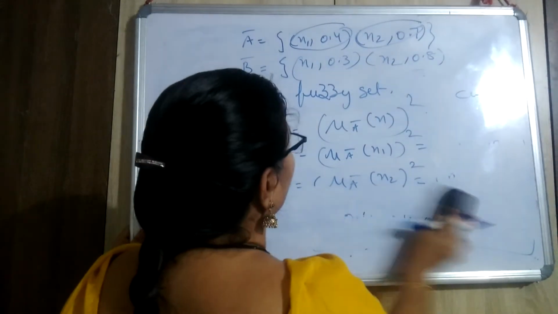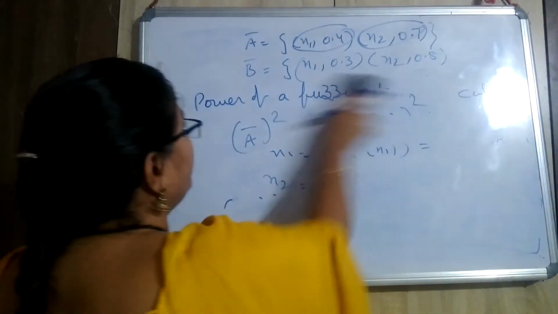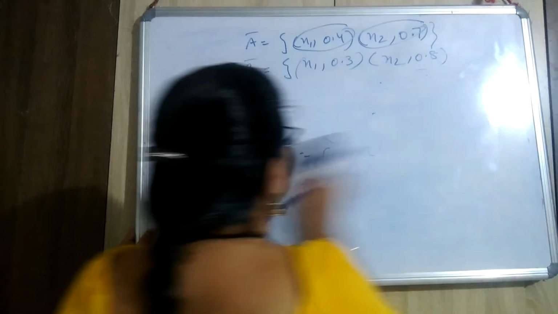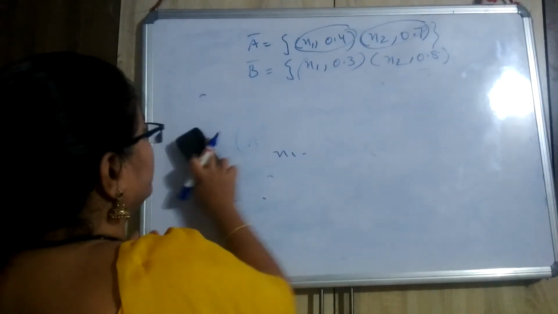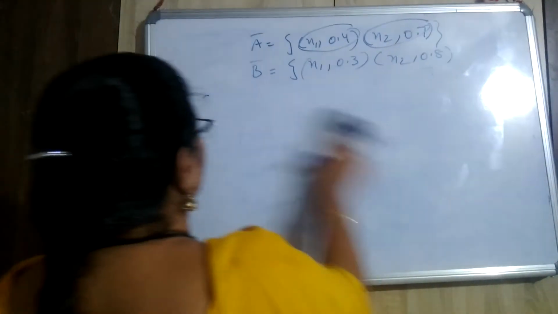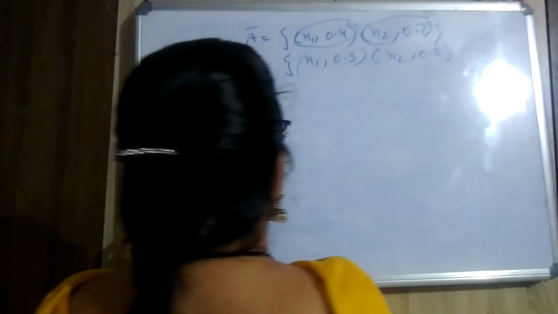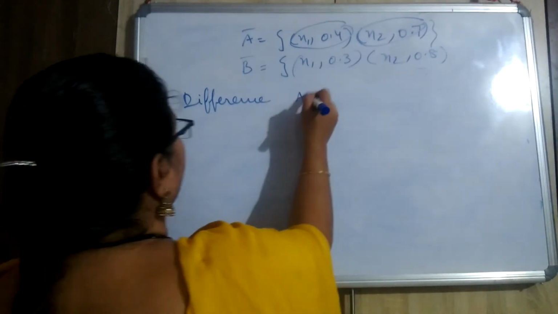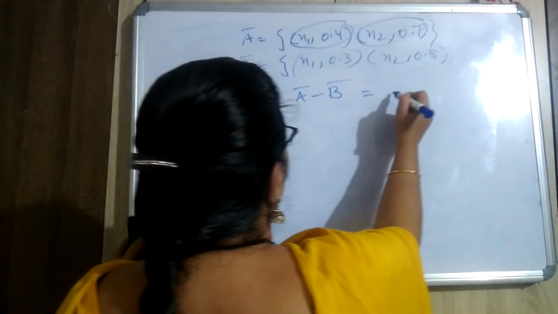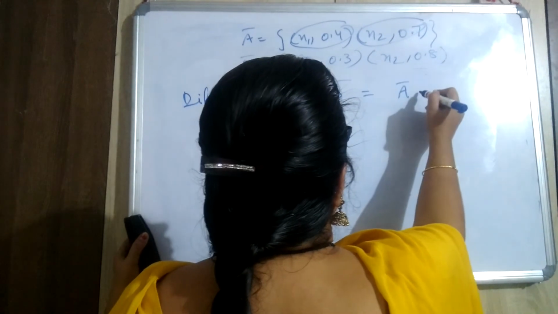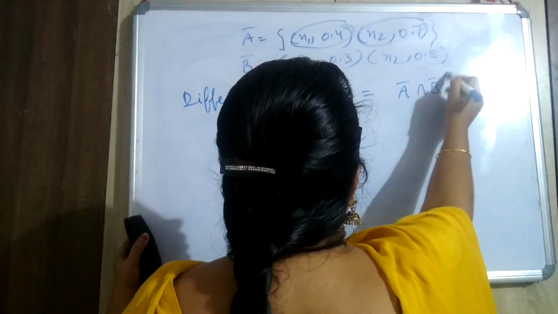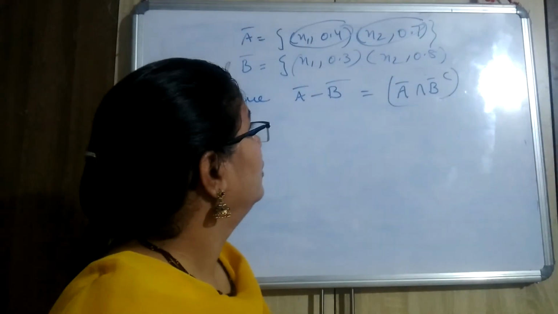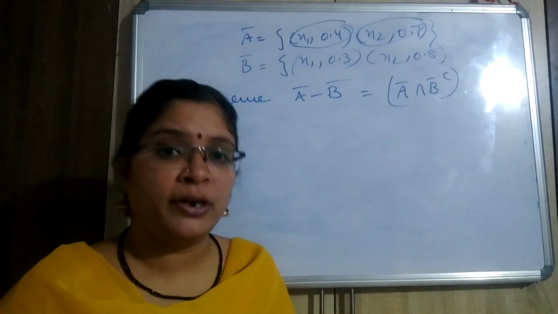And now I want to show one more operation, that is the difference of fuzzy sets. What is the meaning of the difference? How can we represent the difference of two fuzzy sets? Now we are going to see. The next operation is difference. Difference can be represented as A bar minus B bar, that is A bar intersection B bar complement. So the A bar intersection B bar complement is given as the difference.